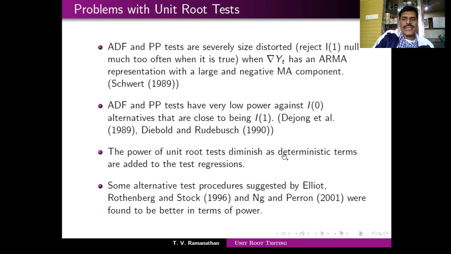The power of the test diminishes as more and more terms are added to dt. I just mentioned that we are considering only a linear term, but if you want to add more and more terms, such as quadratic, you will have to estimate more and more parameters, and accordingly the power of the test reduces. There are some new test procedures which address some of these issues, not all of them, and these are given in these papers. Rothenberg and Stock have a test, and Ng and Perron have another test, which have better power as compared to the tests that we were discussing.